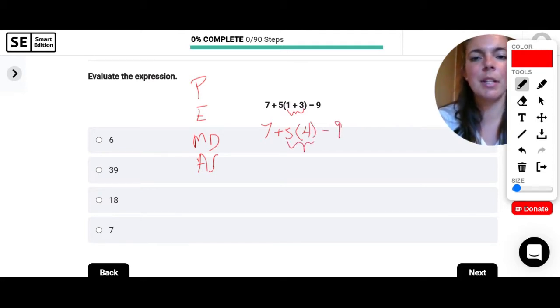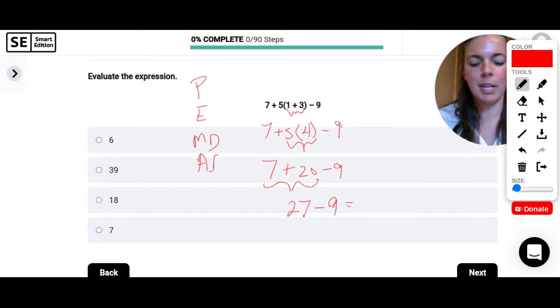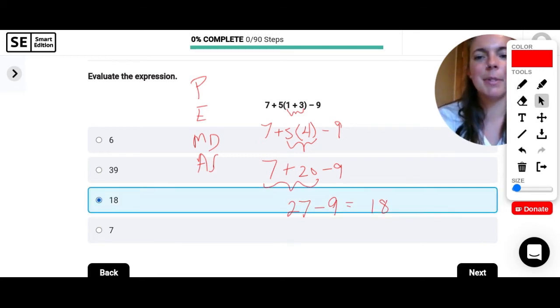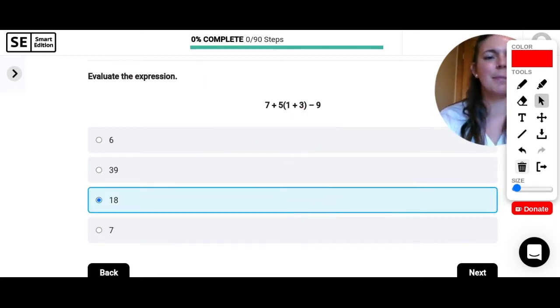There are no exponents. Now let's multiply these numbers, 7 plus 20 minus 9. And then addition and subtraction, I just work left to right. So 7 plus 20 is 27 minus 9. That would give me 18. So 18 would be what happens when I evaluate this expression.